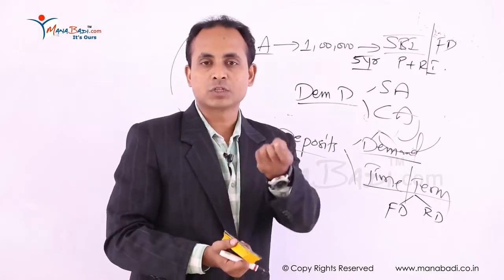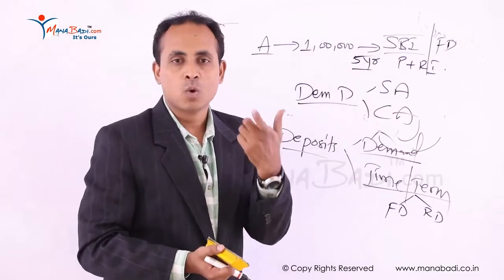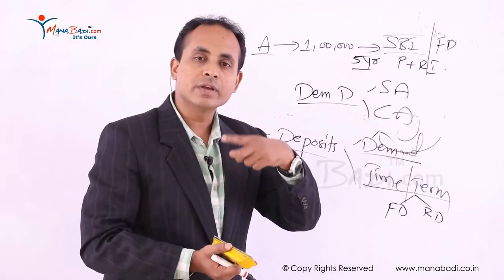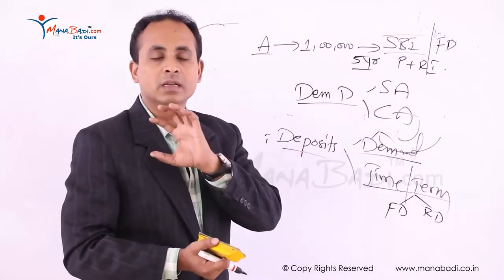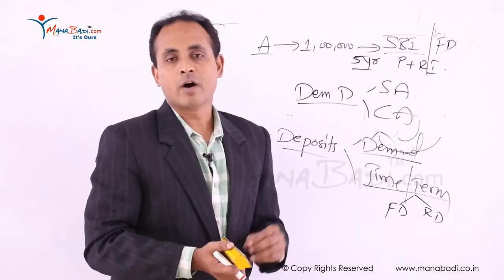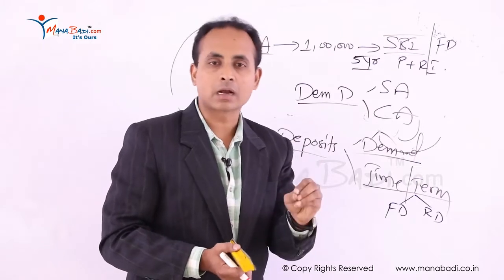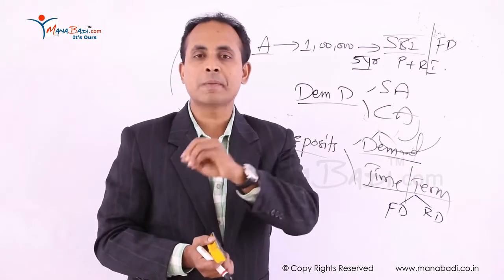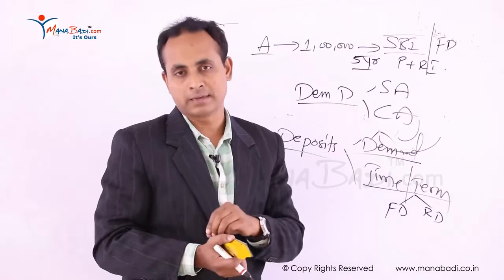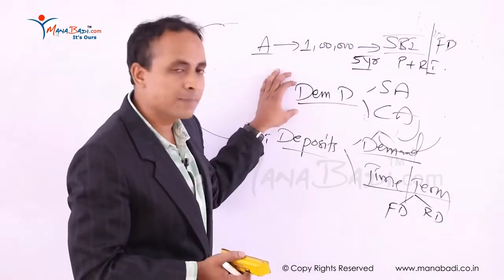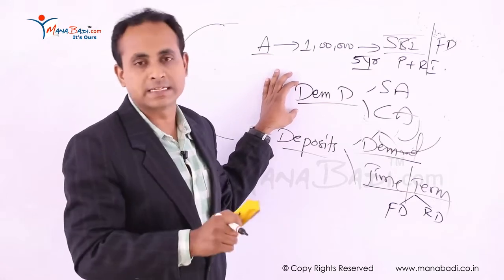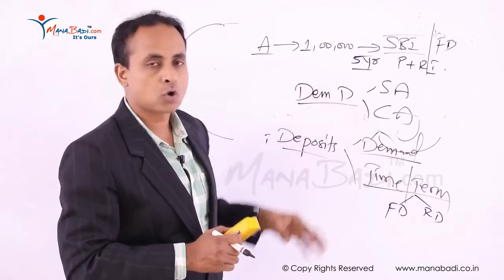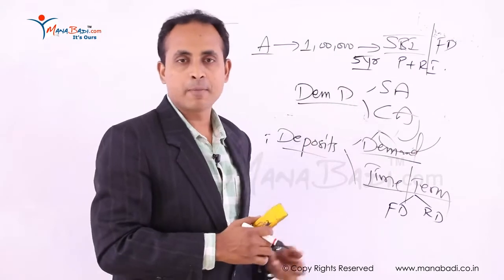I am having the debit card, meaning ATM card. Whenever I want, I will withdraw my money at any time, 24/7, from any ATMs. For withdrawing my money from my account, I need not inform the bank or take the consent of the bank. Clear? So here demand deposit means whenever the customer demands, the bank should return their money. Such kind of deposits are called demand deposits, and demand deposits are of two types.